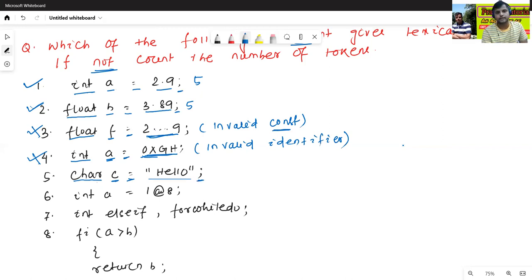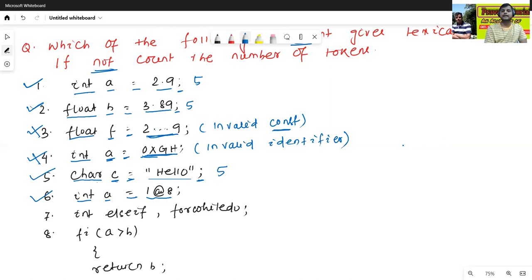So 1, 2, 3, 4, 5 is the number of tokens in the fifth statement. The fifth one is valid. There are no lexical errors. Now we'll see the sixth one. Int is a valid token, A is a valid token, equal is a valid token, 1@8 is invalid.